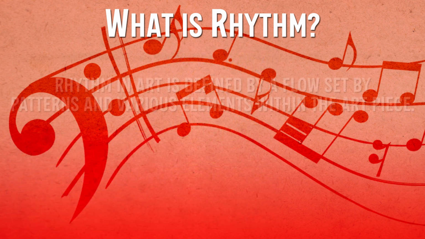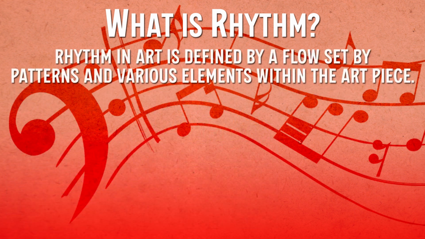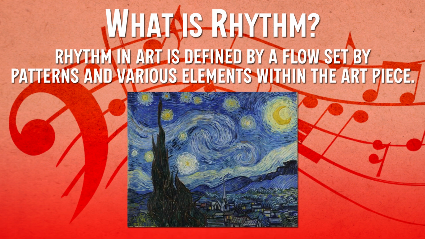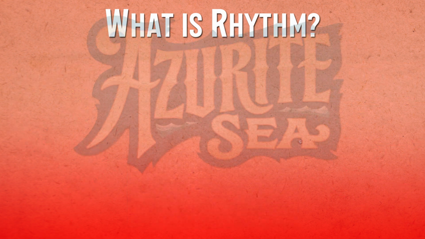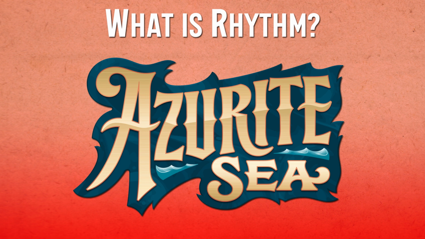Rhythm in art is defined by the flow set by patterns and various elements in art. This can be lines, shapes, colors, any sort of element repeated and creating that satisfying flow we talked about before. Speaking of flow, the Azurite Sea is calling to me, telling me to talk about it and celebrate the upcoming release of the new set. I want to make some waves with this chapter and cover solely Azurite Sea cards as examples.